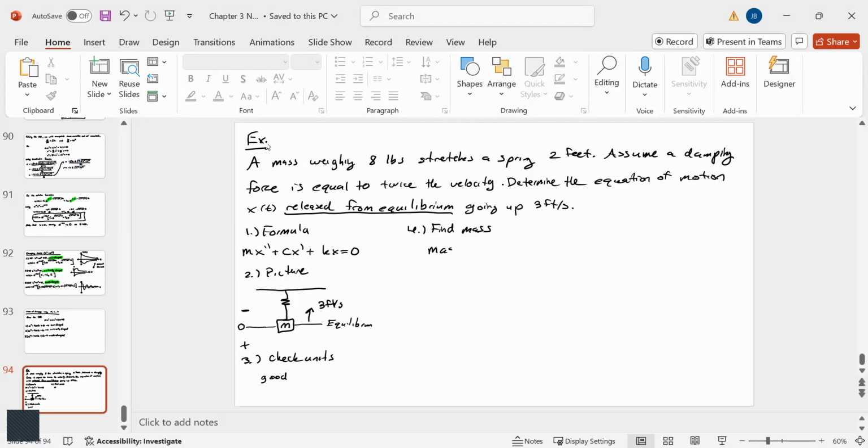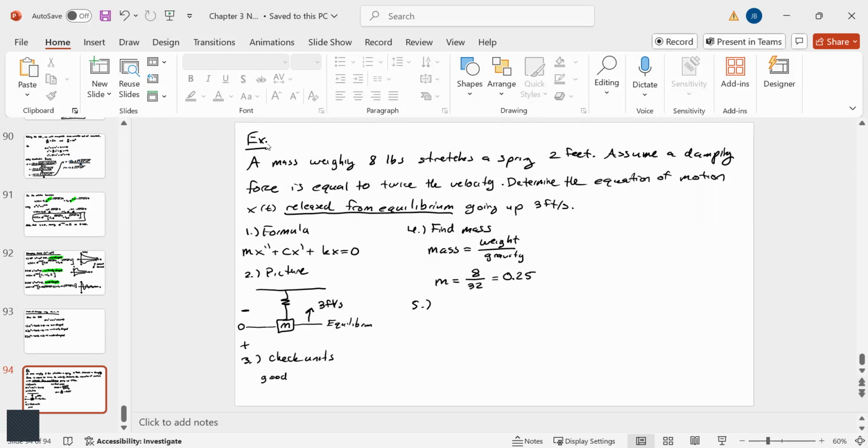So mass is equal to weight divided by gravity, right? Because weight is equal to mass times gravity. So then mass is equal to weight divided by gravity. So then m is equal to 8 pounds divided by 32 feet per second squared, which is a quarter. I'll use 0.25. If your fractions have nice decimal representations, go ahead and use them. I would use them.